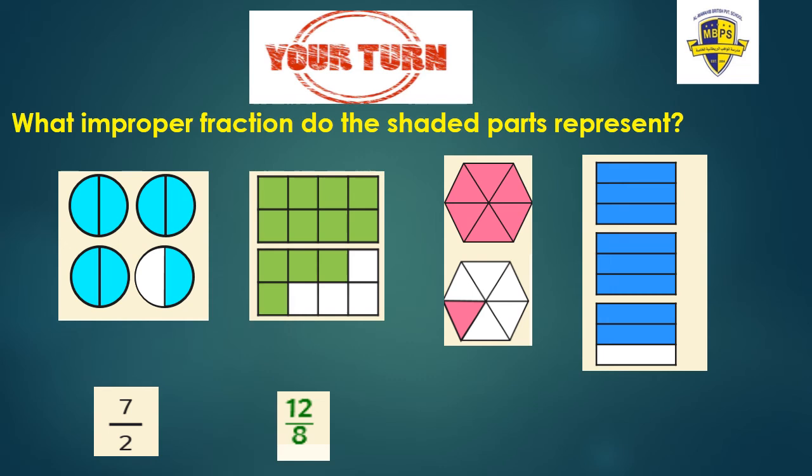The third one. How many parts are pink? Excellent. This is 7 out of 6 because one hexagon, we divide it into 6 equal parts. The last one, good, this is 8 out of 3.